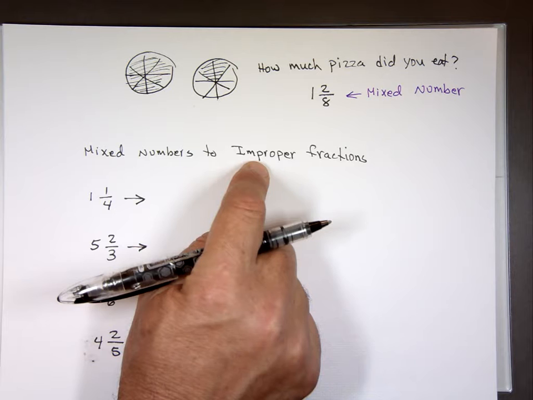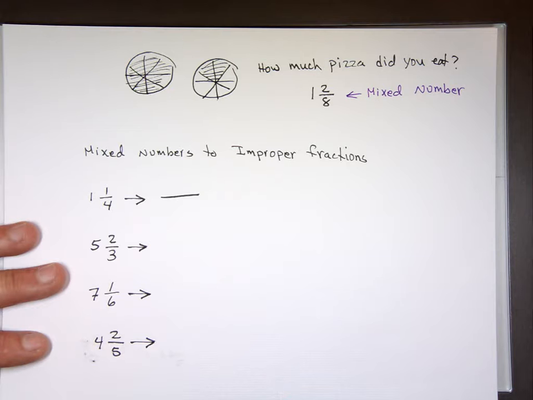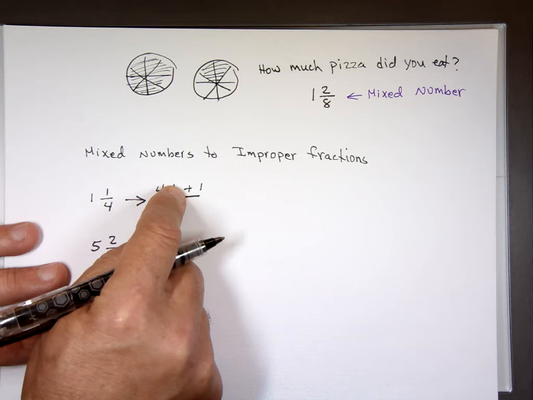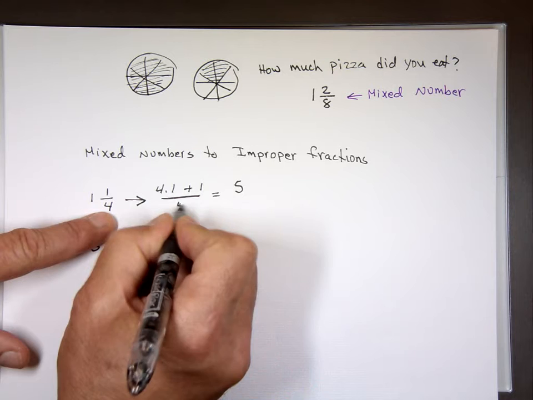Here's the thing. To get the top, what are you going to do? You're going to multiply the 4 times the 1 and add to it the 1 on the top. What's 4 times 1? 4, plus 1? 5 over what? What's the bottom? 4. That's 5 over 4. That's why we call that improper, because the top is bigger than the bottom.